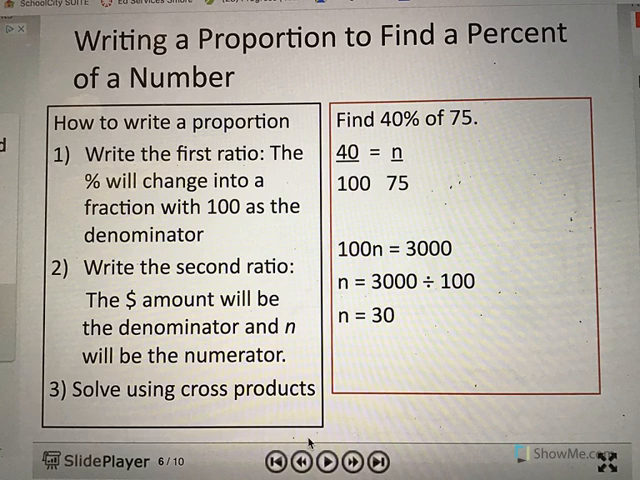So if you look at number 2, write the second ratio, so the information that's given. The dollar amount will be the denominator and the n will be the numerator. Solve using cross products, and we've talked about how to solve using cross products in the previous video.